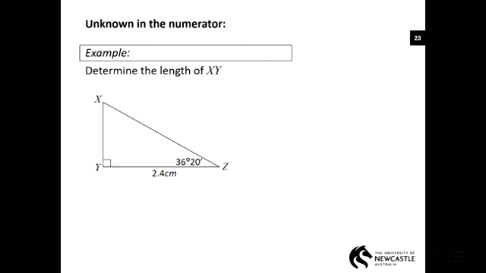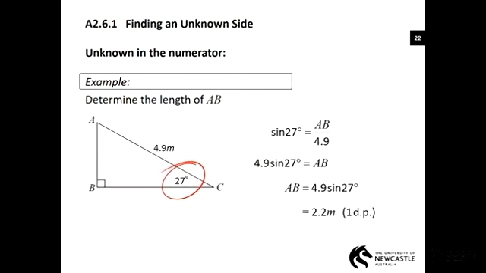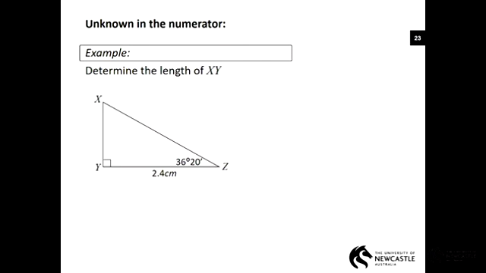Unknown in the numerator. Same heading. That's useful. Okay, determine the length of XY. No real difference here. It's probably going to be a different trig ratio. I've got to put some minutes into the calculator, but don't be put off by it. XY is old mate here.